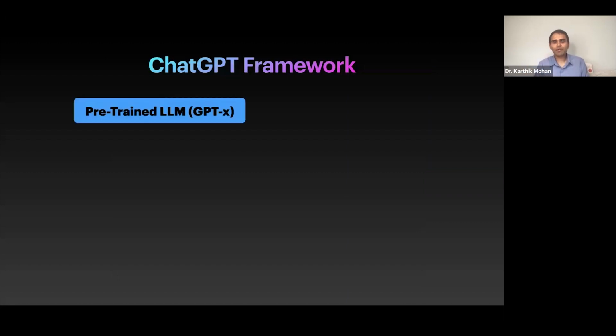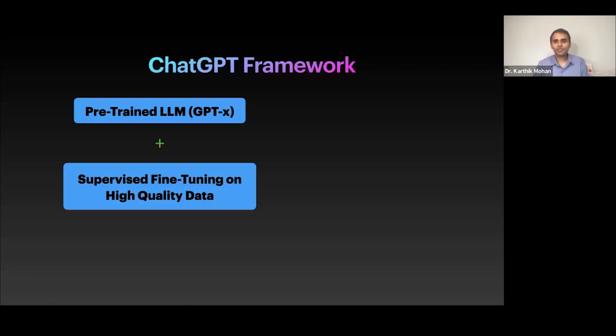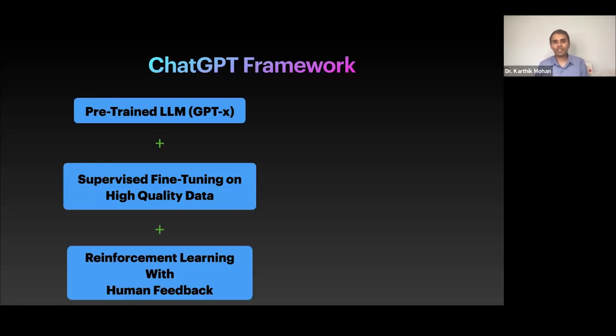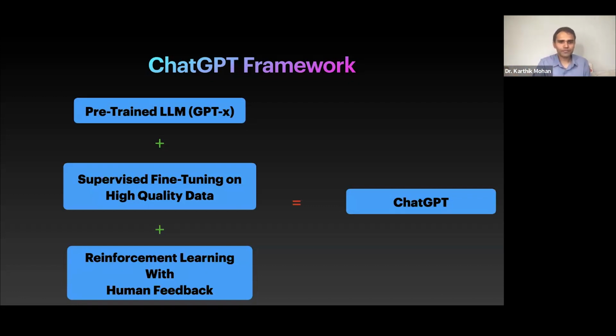The ChatGPT framework consists of a pre-trained large language model with supervised fine-tuning on high-quality data and reinforcement learning with human feedback. There are layers of fine-tuning, and they all have different models and different data requirements. When we put it together, we get ChatGPT. Otherwise, we just have GPT, which does an okay job, but you need to fine-tune it, supervise it, add human feedback, do reinforcement learning, and then we get something like ChatGPT.